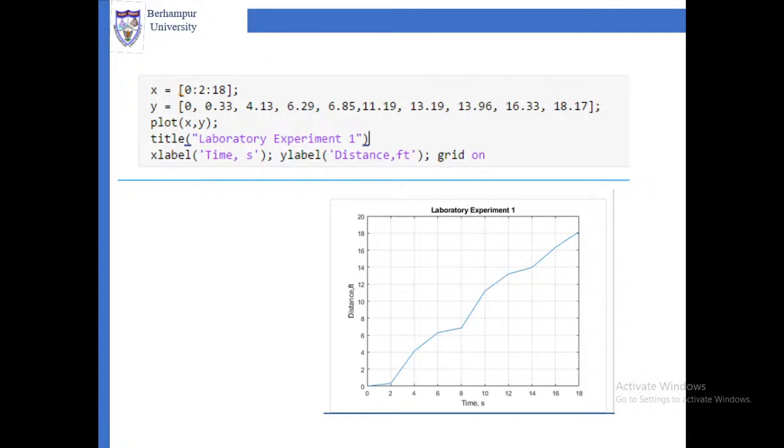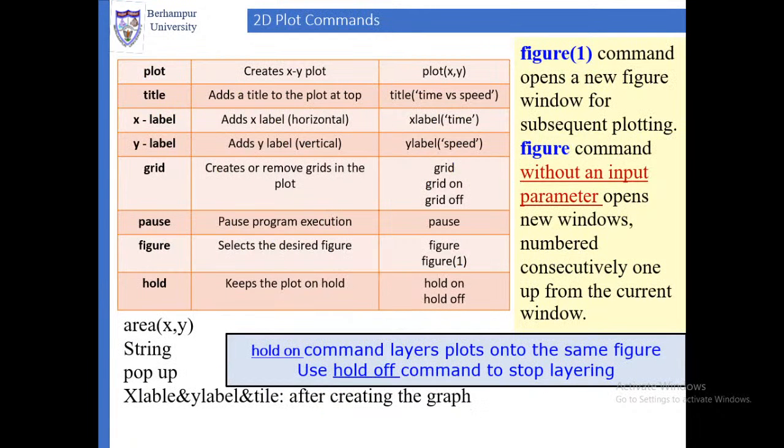Now let us see some commands of 2D plots. Plot creates the xy plot. The command is plot x comma y. Title adds the title to the plot at the top of the graph. Xlabel adds the x label, which is horizontal, just below the x-axis. Ylabel adds the y label vertically along the y-axis, just beside the y-axis.